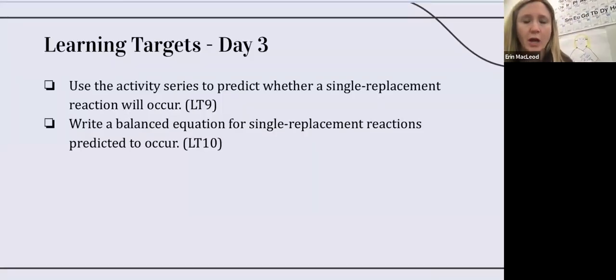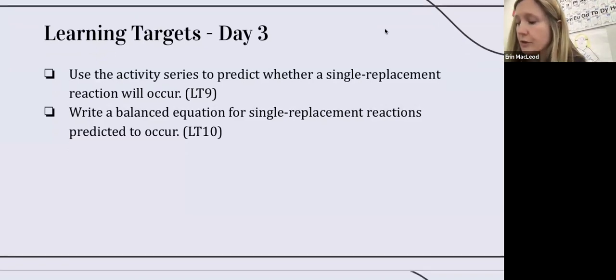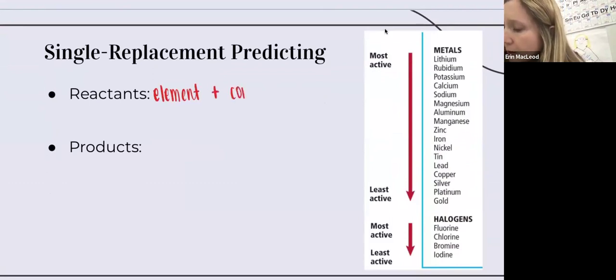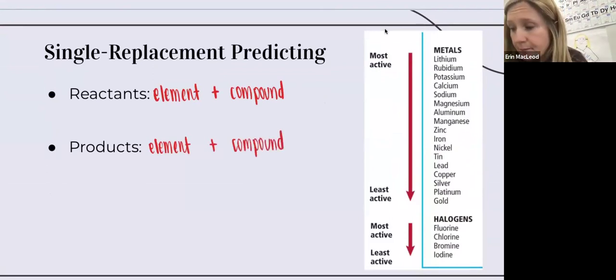All right, so we're going to look at predicting for single replacement reactions. In our single replacement reactions, we are going to have an element react with a compound. And remember that in this one, an element's going to come in and replace an element in the compound. So at the end, you're still going to have an element and a compound. It will just be a different element and a different compound.